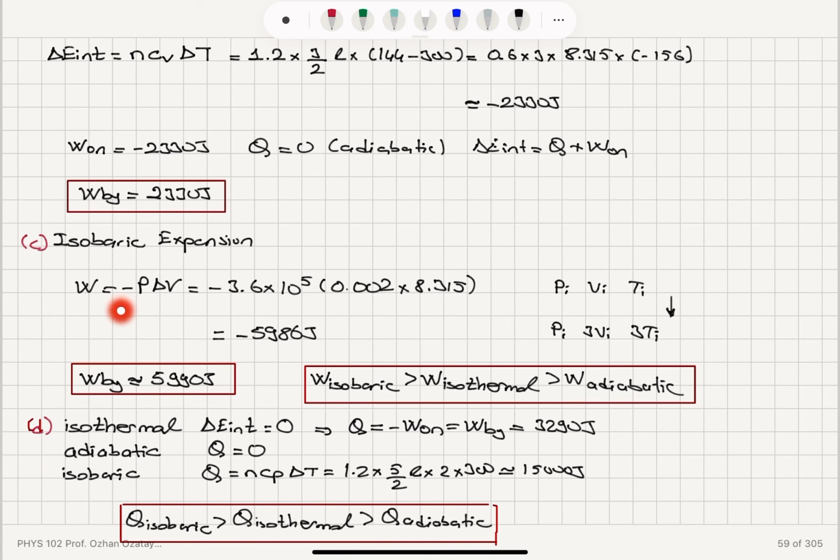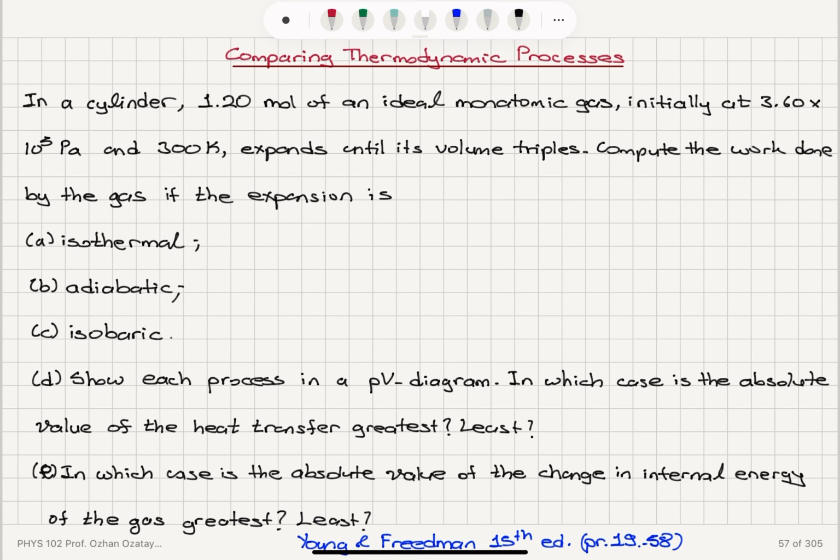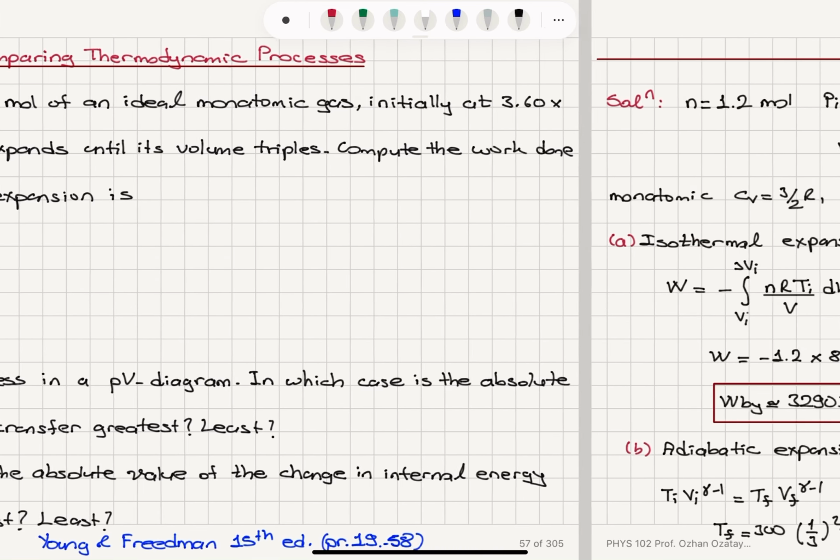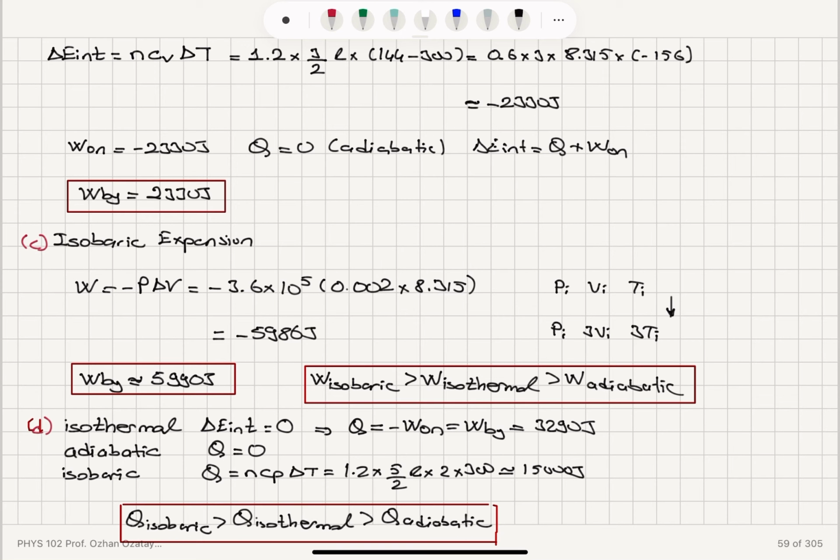Isobaric expansion, since P is not a function of volume, it comes out of the integral, it becomes minus P delta V, and the temperature change in the isobaric expansion is T_i to 3T_i in order to maintain the equation of state. And work done by the gas is minus the work done on the gas. In my final answer, I always reduce to 3 significant figures, the minimum number of significant figures I have in the problem statement.